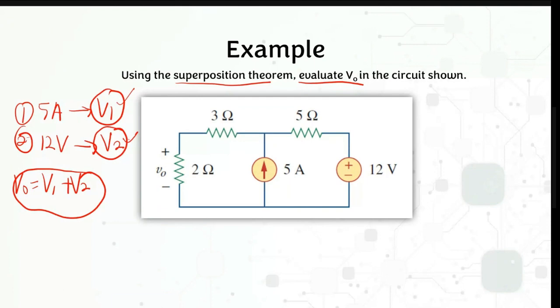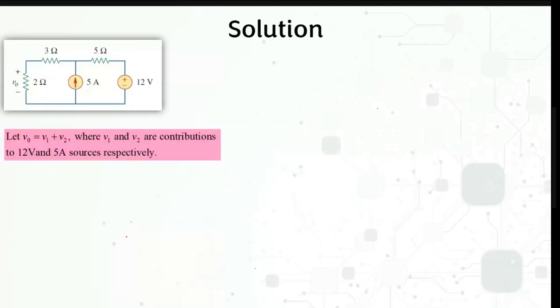All right, let's see how you can do that. This was already explained to you. Let's make V1 from the 12 volts, and V2 coming from this 5 ampere source. For this solution, V1 is coming from 12 volts and V2 coming from the 5 ampere. Then you can just add up V naught equal to V1 plus V2 in order to get the value for V naught.